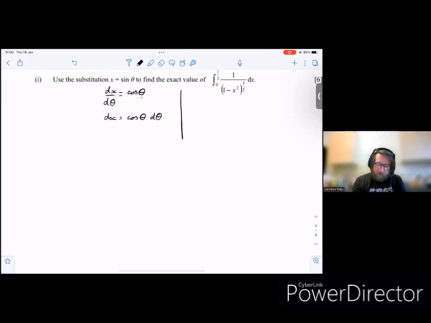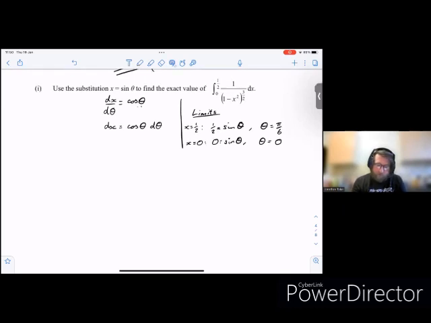And now we need to sub the limits. So when x equals a half, slightly awkward substitution here, that'll mean that a half equals sine theta, which means theta equals 30 degrees, but whenever we're doing integration, we have to be in radians. So that's pi over 6. If x equals 0, that means 0 equals sine theta. So theta equals 0. Okay. Now we've got everything we need to do the substitution.